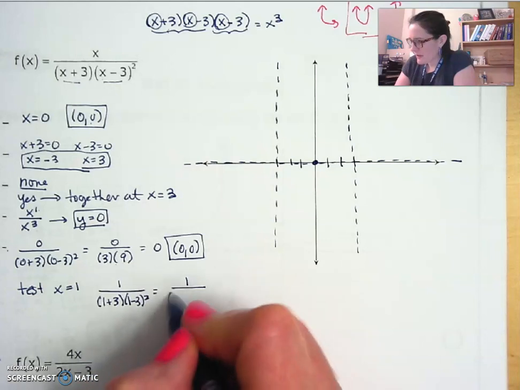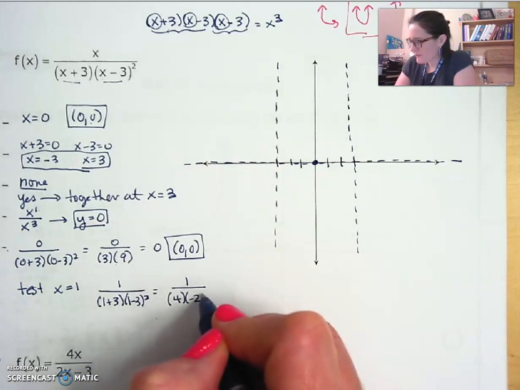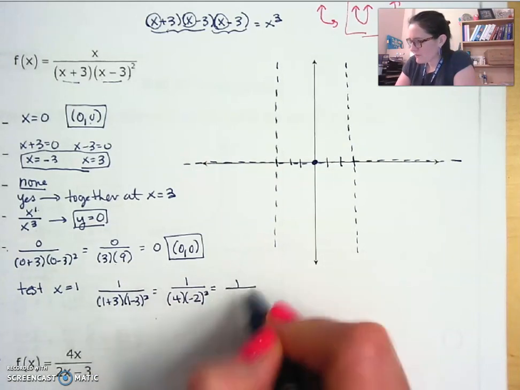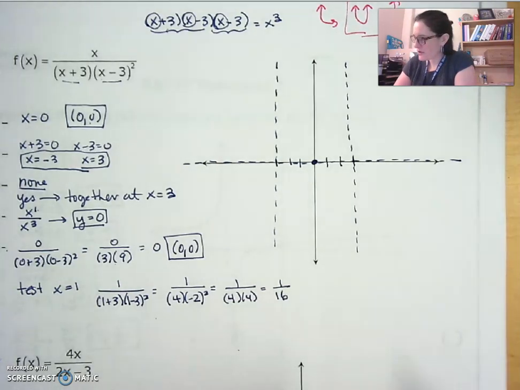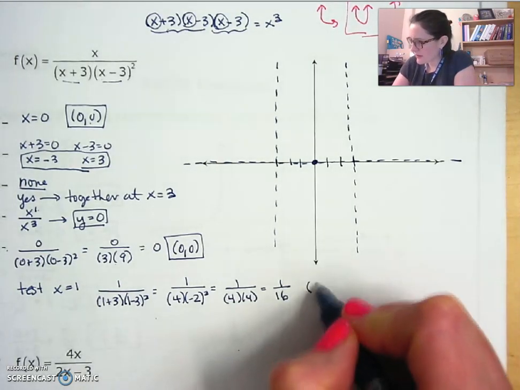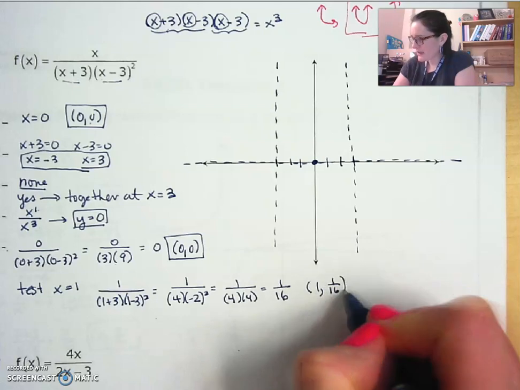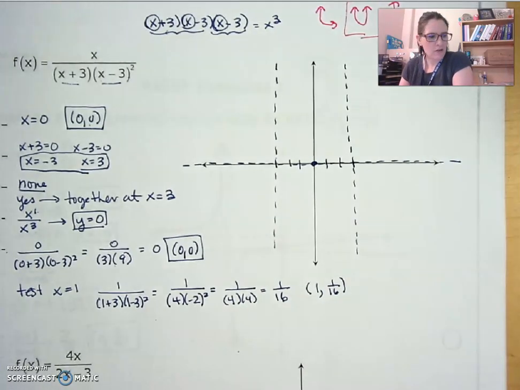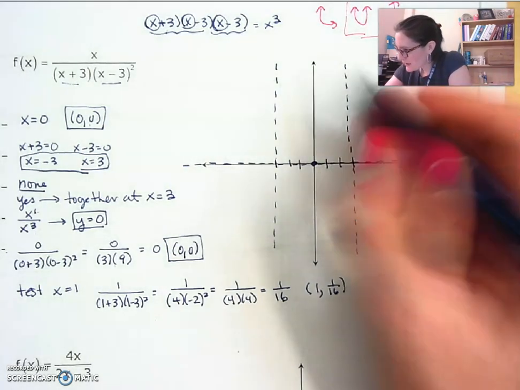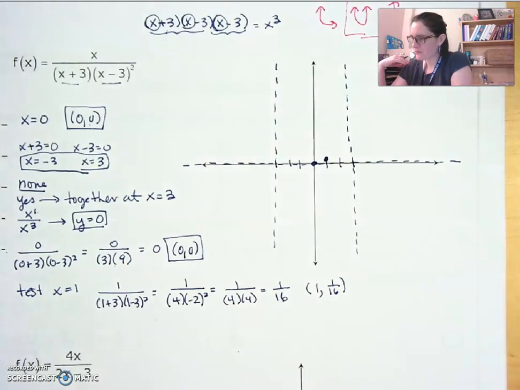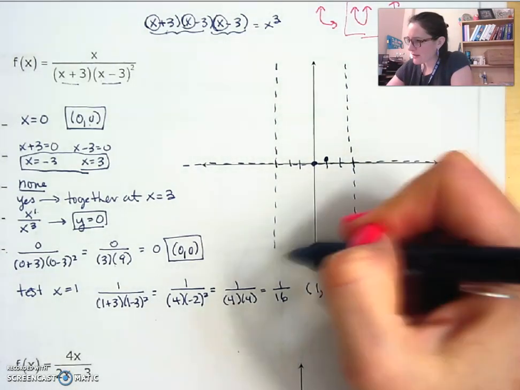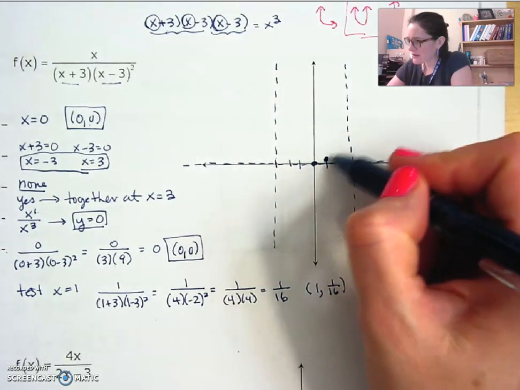Follow your order of operations. And I get 1/16. So I know I'm going to have a point at 1, 1/16. I know that's very, very small. Most importantly, I know that it's positive. And so if I go over 1 and up in the positive direction, that is enough information that I need to know that this graph is going to be going this way.